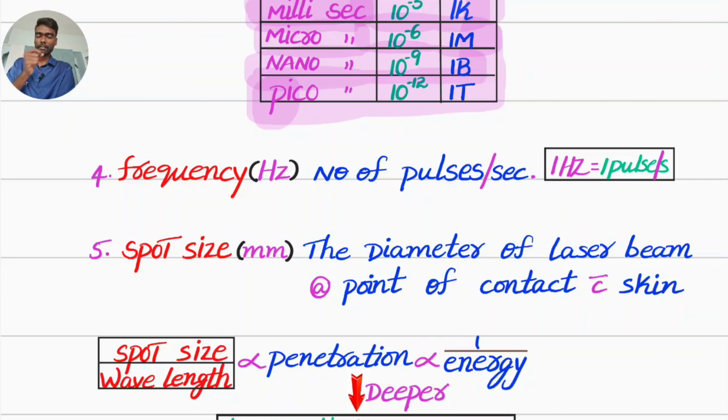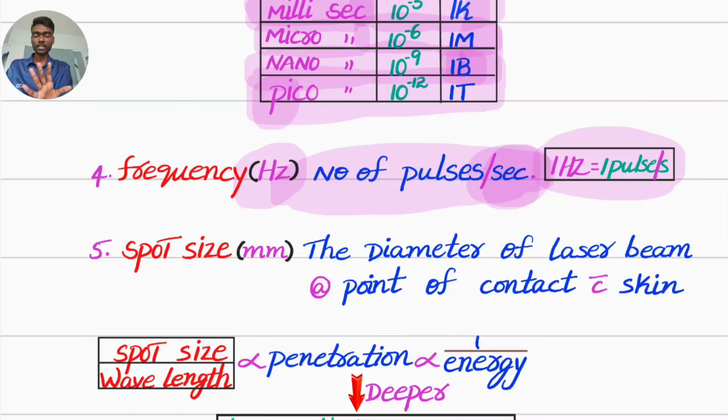Coming to frequency, the number of pulses per second. It is measured in hertz. 1 hertz equals 1 pulse per second. We can select the frequency in a laser. Why? Because the laser has the capacity to emit pulses in just nanoseconds. 1 second has 1 billion nanoseconds. That means in a second we can generate 1 billion pulses.